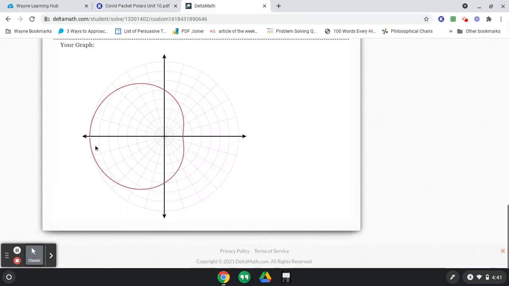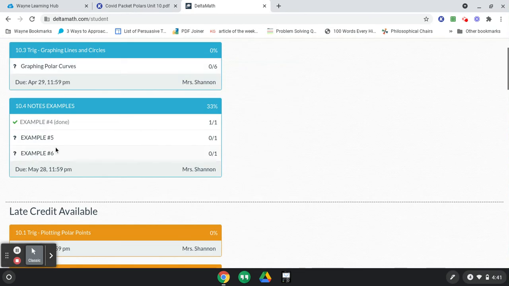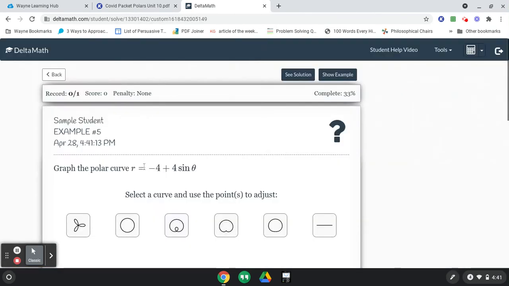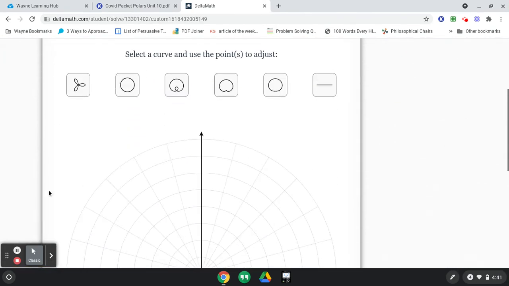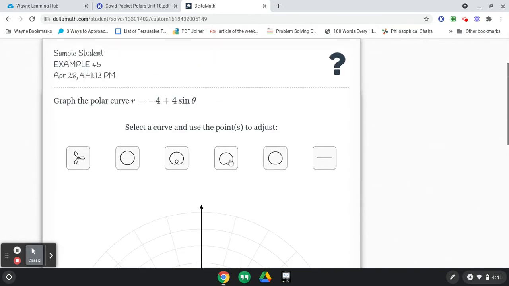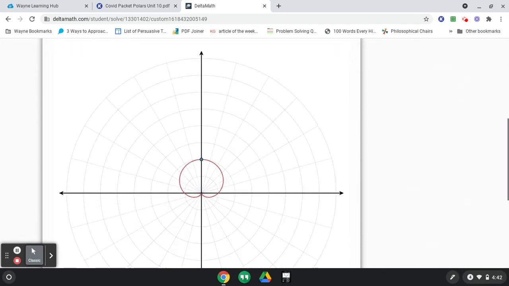All right, let's graph that one. Example number 5. Negative 4 plus 4 sine. So we'll select the cardioid, which is this one right here. Again, it doesn't have a nice end of the heart like it normally does on our papers, but it's that cardioid here. You'll see it graphs it like that.